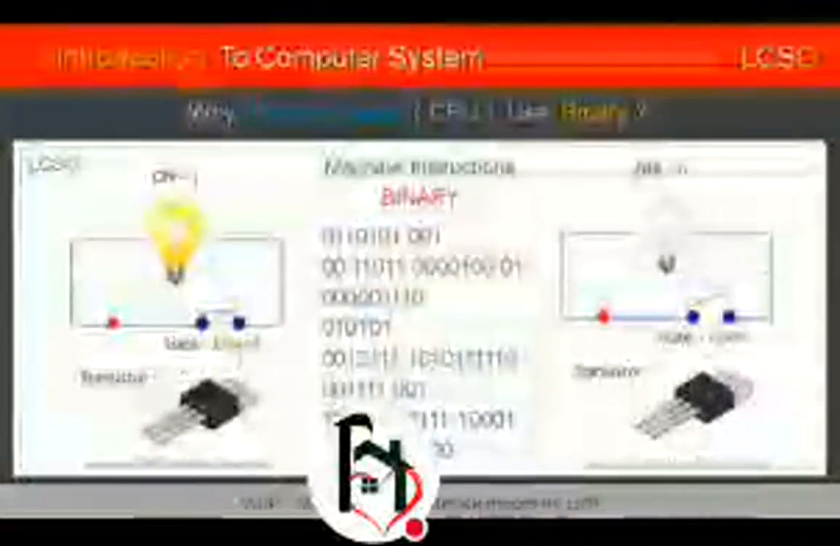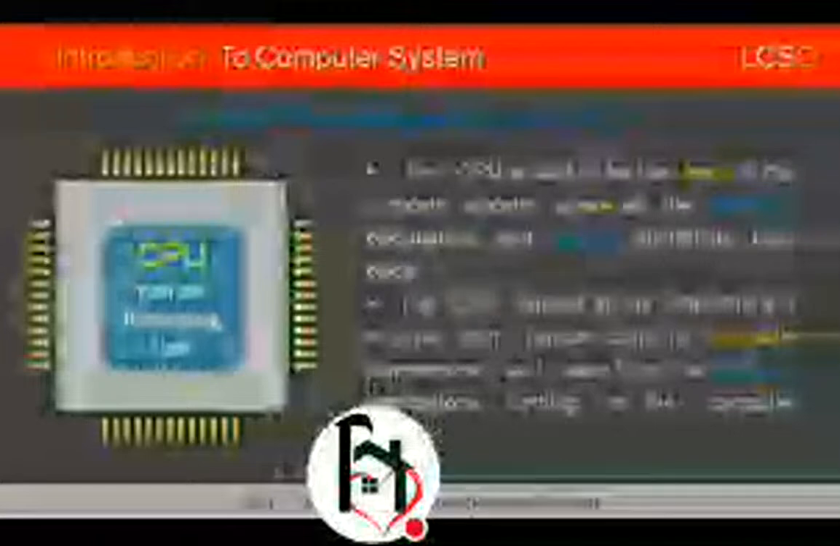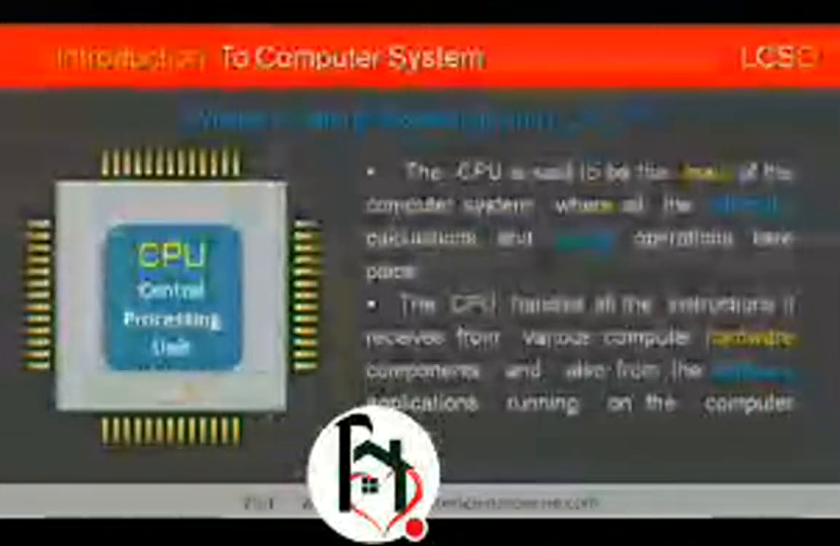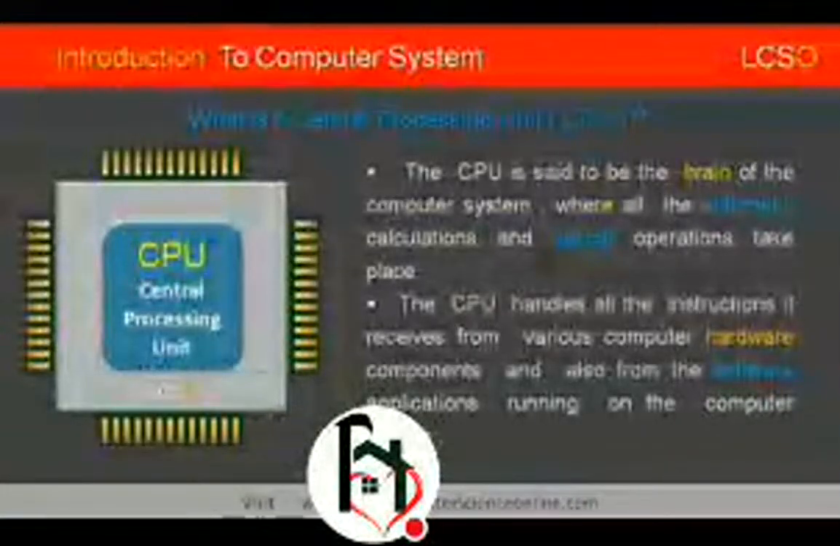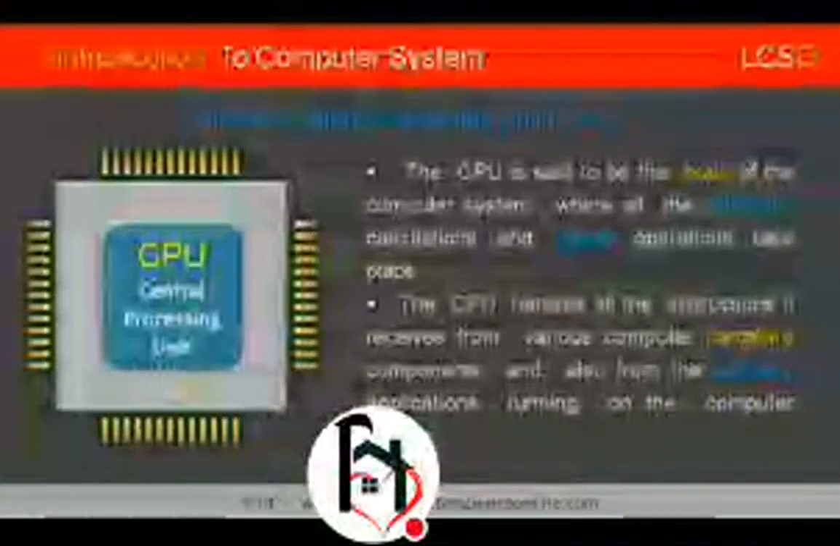The CPU can execute the program instructions encoded in machine language. The machine instructions consist of a sequence of only two digits, that is, either 0 or 1. The binary code is also referred to as machine code or machine language. The computer's microprocessor works as a brain. The processor performs all the arithmetic calculations and also handles the logical operations.